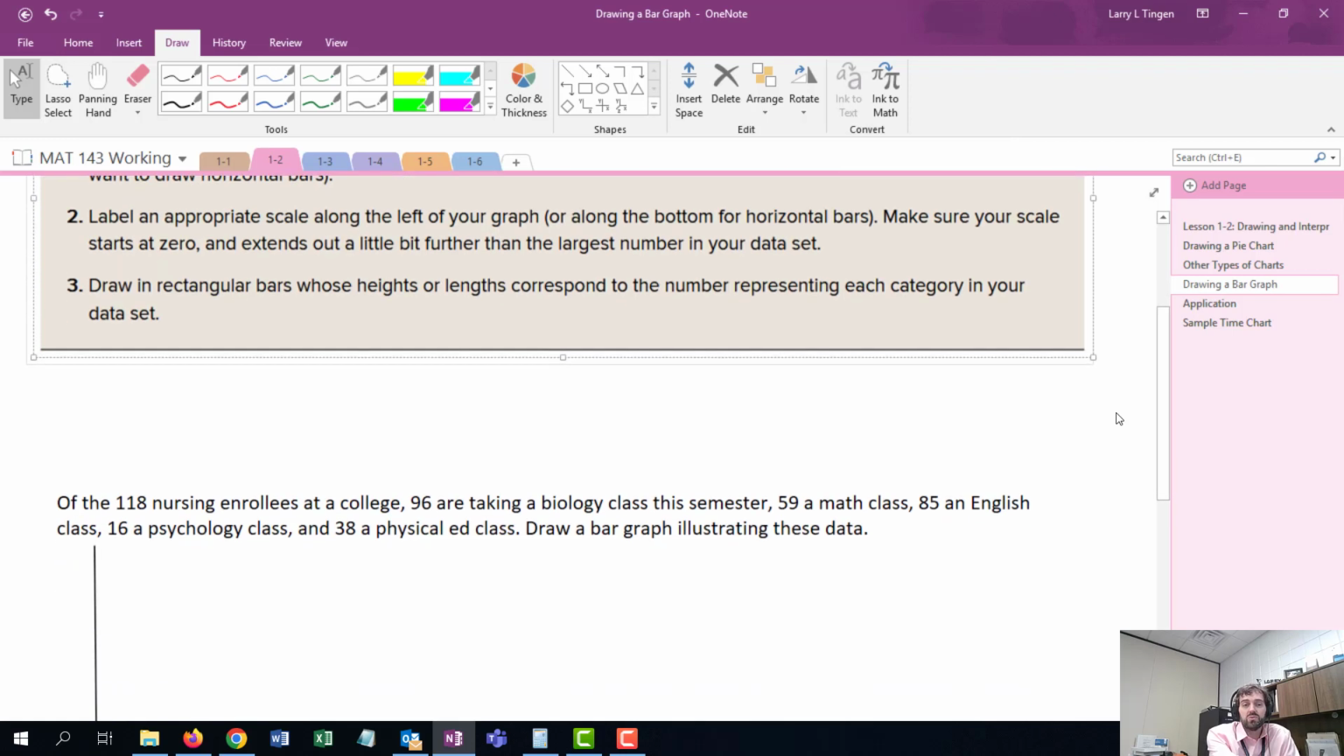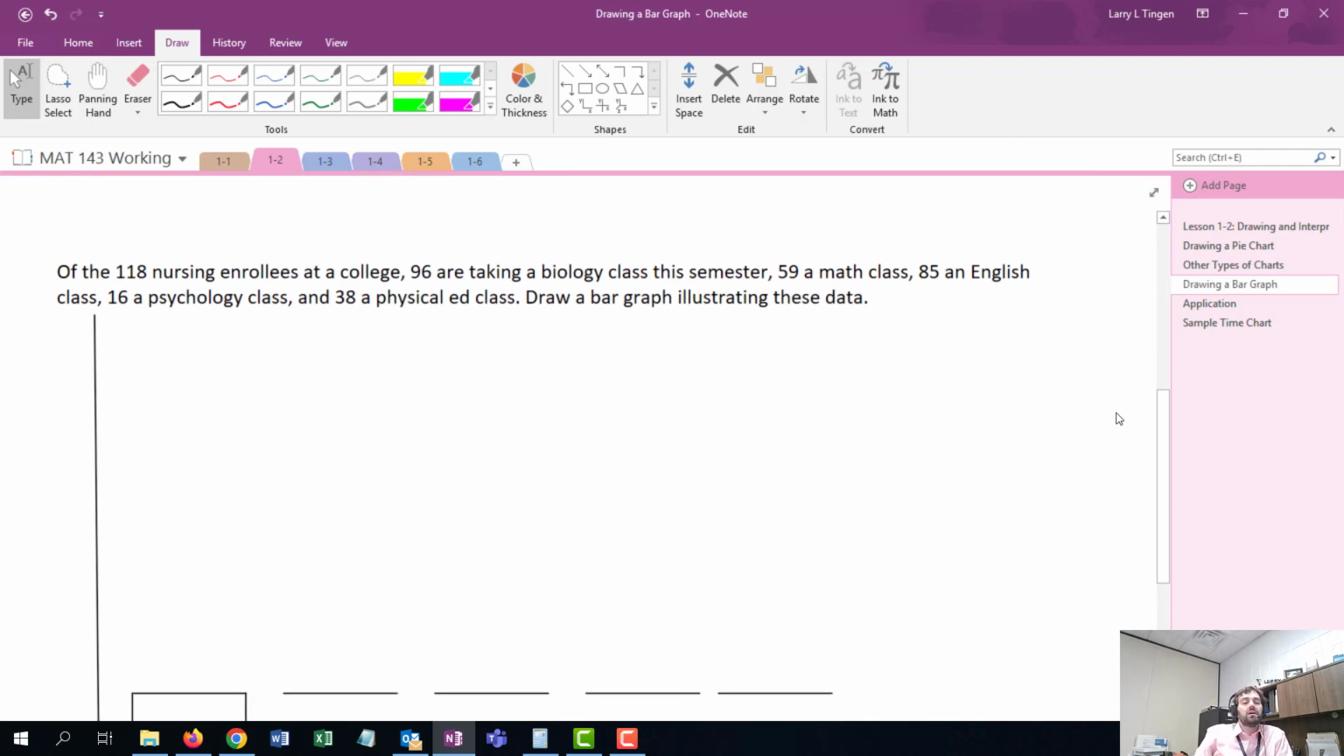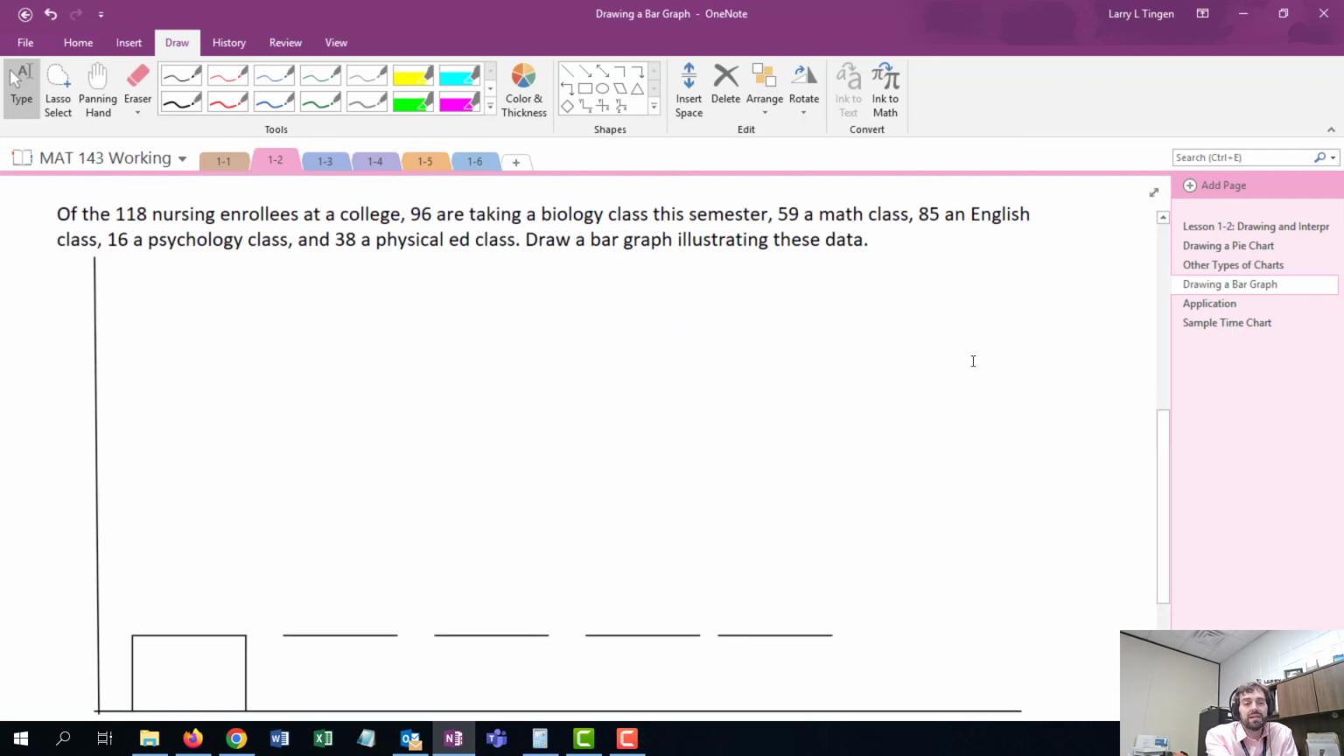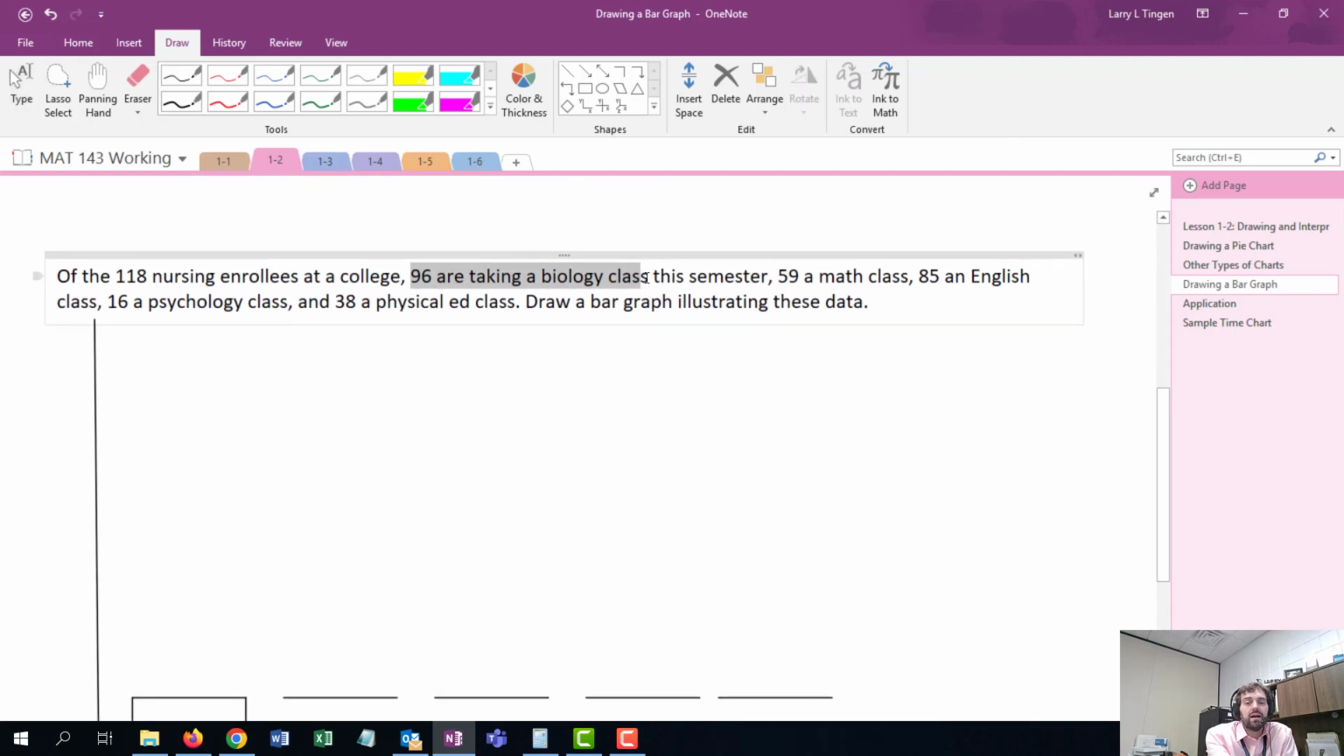So let's dive into this question. Of 118 nursing enrollees at a college, 96 are taking a biology class, 59 are taking a math class, 85 are taking an English class, 16 a psychology, and 38 a phys ed. Draw a bar graph illustrating the data. All right, so in total, I have 118 students at the college. I got 96 in a biology class, 59 in a math, 85 in English, 16 in psychology, 38 in phys ed.